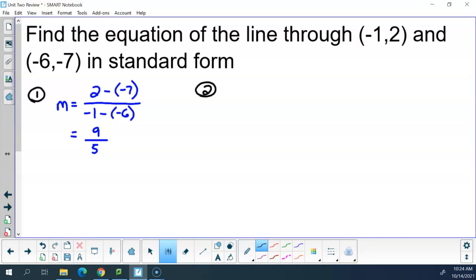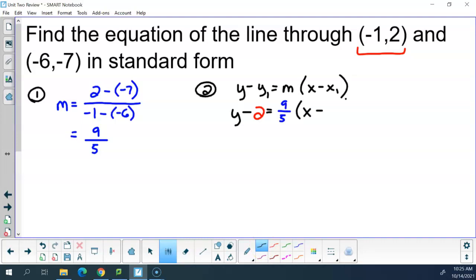The second step says we're going to use that slope and one of our points. Which point do you want to use? Negative 1 and 2. Okay, so we're going to use this point. That's fine; we could use the other one and we'll get the same answer. Y minus y1 equals m times x minus x1. So that's going to become y minus 2 equals 9/5 times the quantity x minus negative 1.